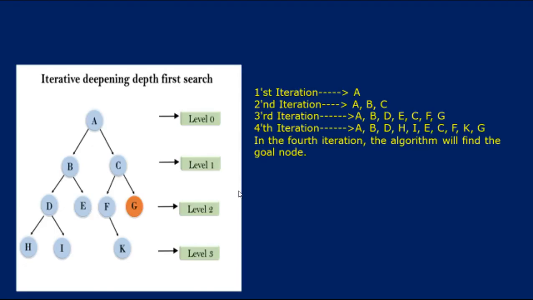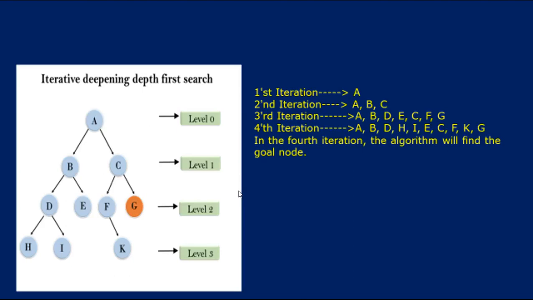Let me see with an example. This is the graph tree structure shown in the slide. The algorithm performs various iterations until it finds the goal node. Here it starts iteration 1. It starts from A. The second iteration is A, then it travels to B and C. In the third iteration it starts from A, B, C, then A, B. Next comes depth first, so A, B, D, E. Next comes C, and then F, G.